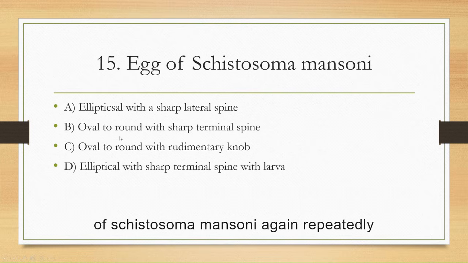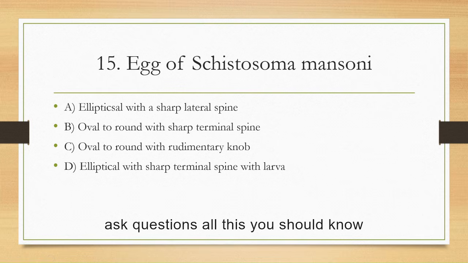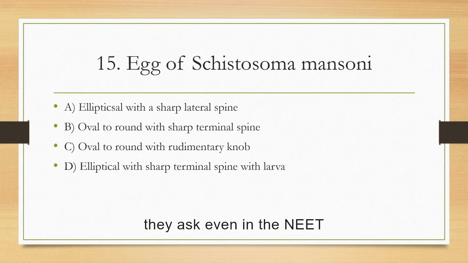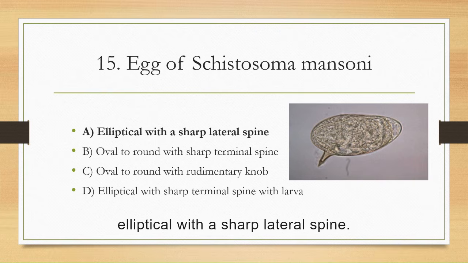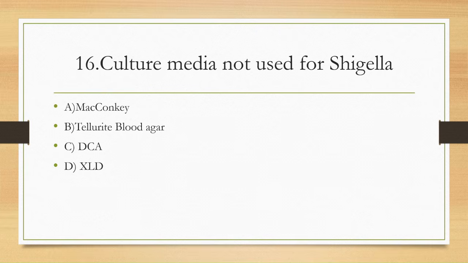Eggs of Schistosoma mansoni are again repeatedly asked questions. All this you should know. They ask even in the NEET PG exam. So there is no way to remember except to see the various eggs, and this is how eggs of Schistosoma mansoni look. They are elliptical with a sharp lateral spine.